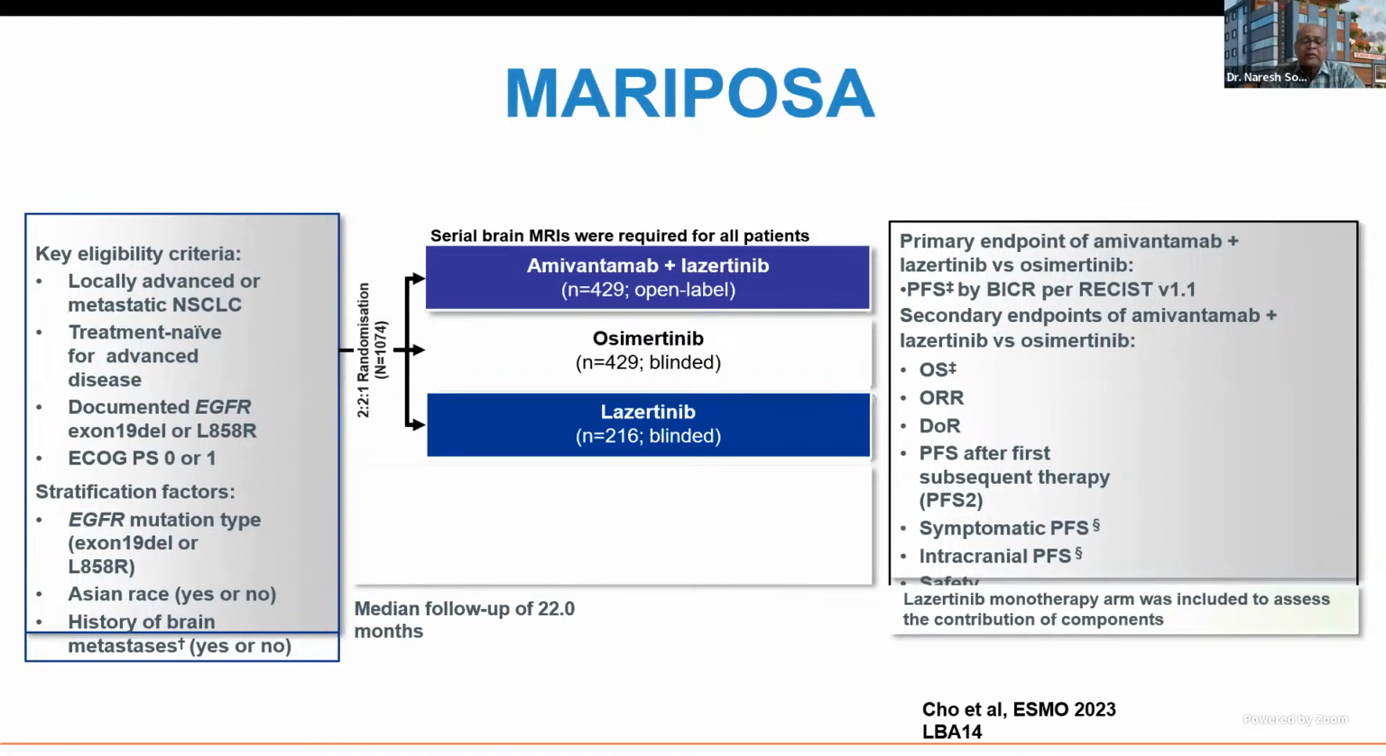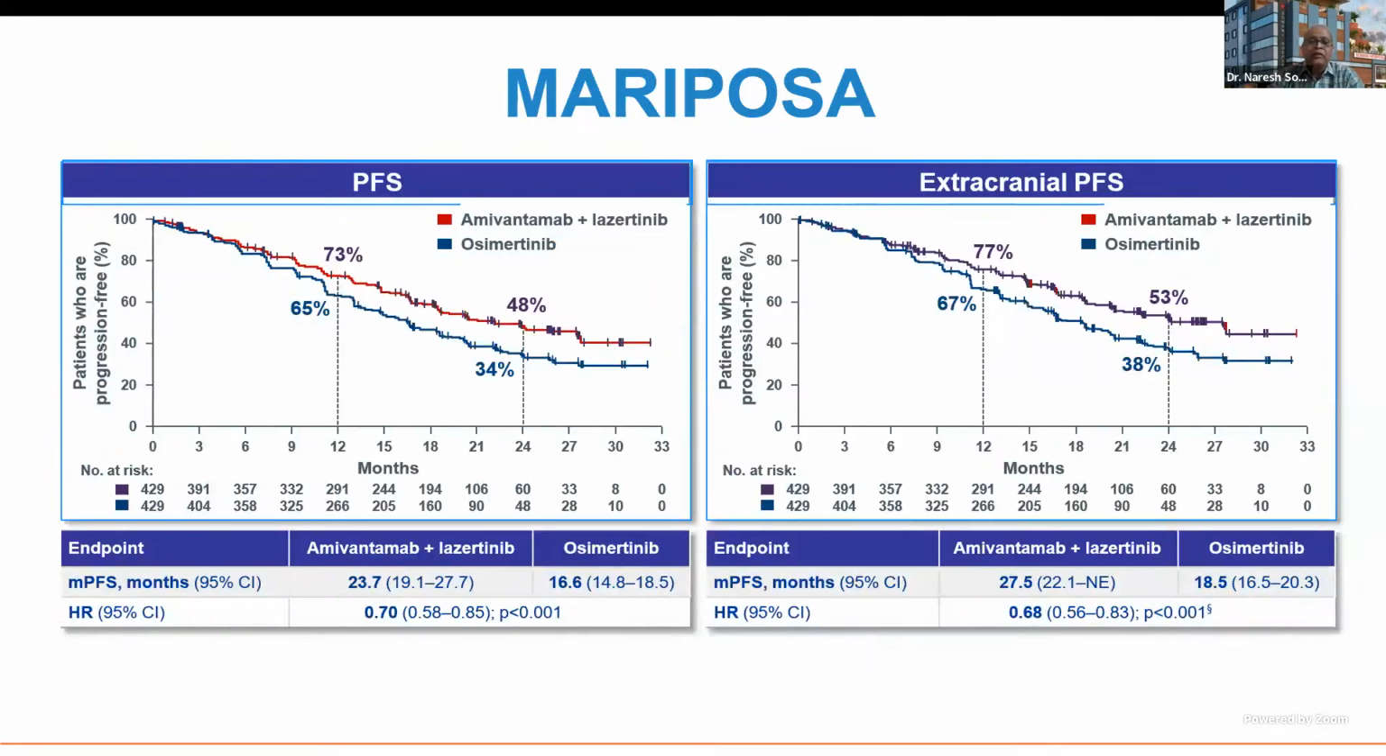Another aspect is the MARIPOSA trial, which we all understand today. In treatment-naive patients, it is a randomization between amivantamab plus lazertinib, which is the bispecific drug, versus osimertinib versus lazertinib as a single arm, to understand the contribution of the individual component. And we all know today that amivantamab plus lazertinib is better than osimertinib in various parameters, both PFS and extracranial PFS, though it is relatively toxic compared to the single-agent TKI osimertinib.